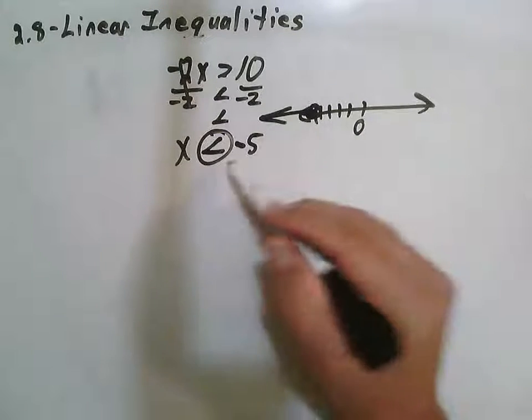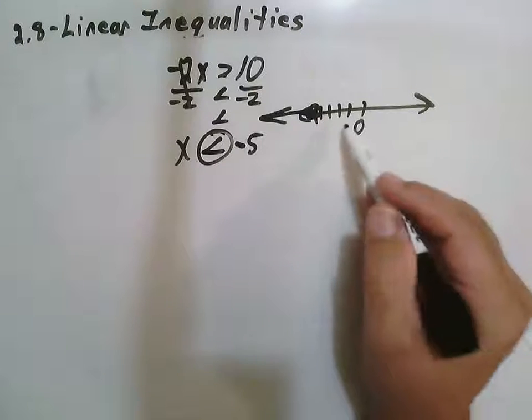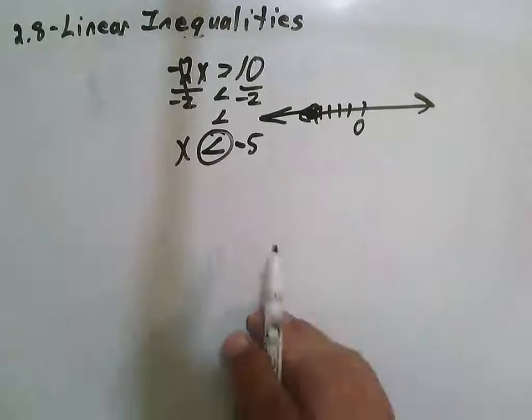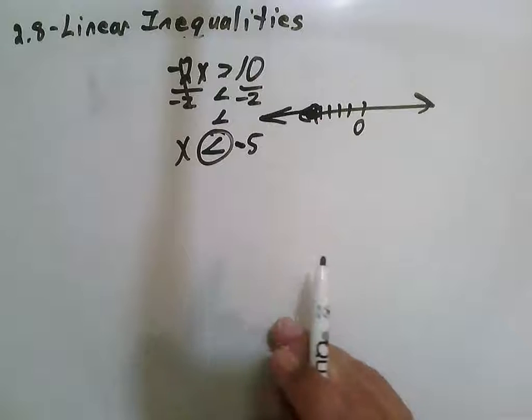Is 0 less than 5? No, it's not. It's greater than 5, right? Because it's to the right of it. So I know that that makes this one, in fact, true. So this one's a fairly short section.